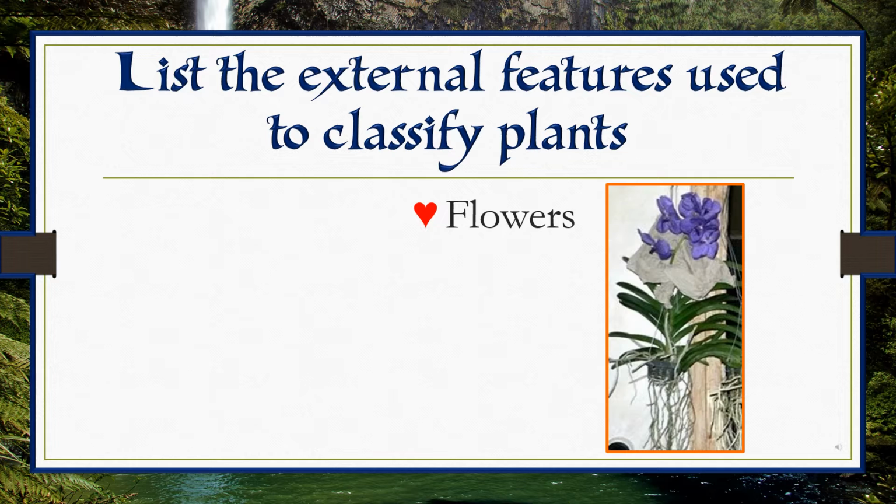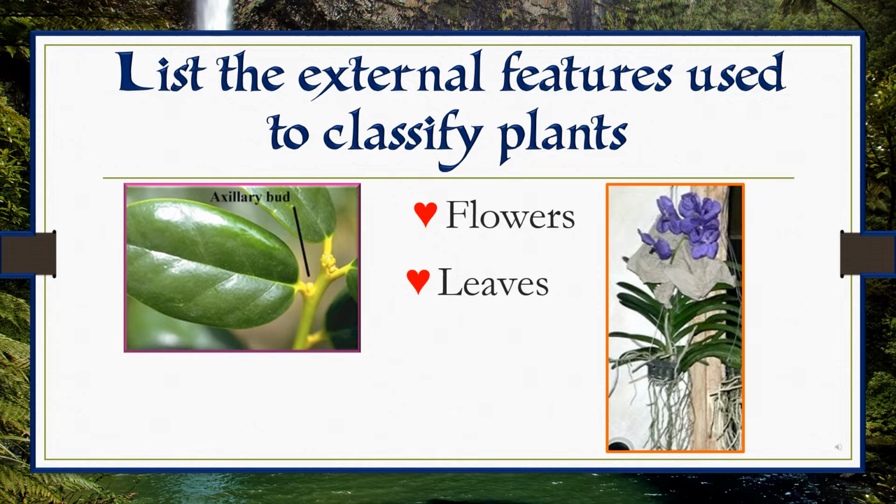We have the flowers, leaves, we can use the buds, and seeds. Those are some of the external features used to classify plants.